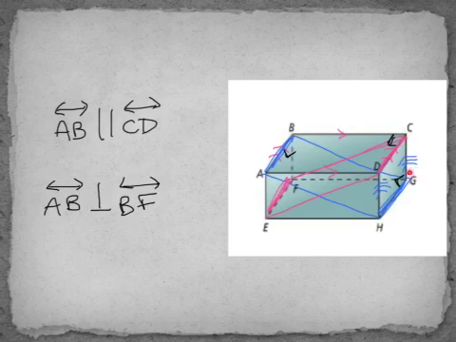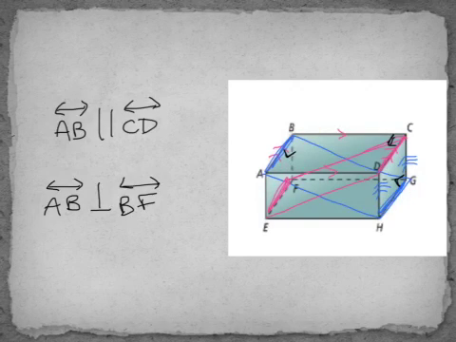It's perpendicular to CG, to DH, to AD, to BC, to DE, and to CF. Those are just a few examples of perpendicular lines. Now moving on to perpendicular planes. Well, we can say that plane CDGH is perpendicular to plane ABCD.